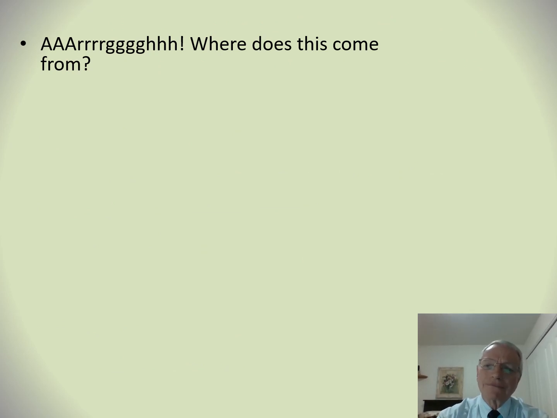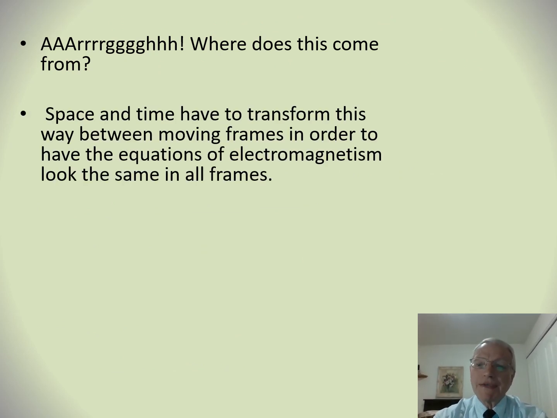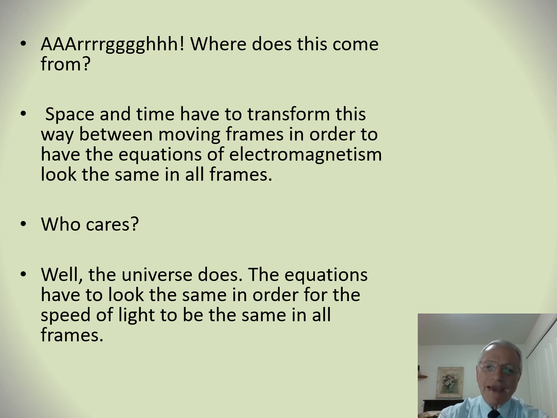Where does this come from? Well, space and time have to transform this way between these moving frames in order to have the equations of electromagnetism look the same in all frames. We call these Maxwell's equations. You'll study them in Physics 220. Well, who cares whether the equations look the same? Maybe they're not the same in the two frames. Well, they have to be. The equations of electromagnetism have to look the same in all frames in order for the speed of light to be the same in all frames. And so we're stuck with this.